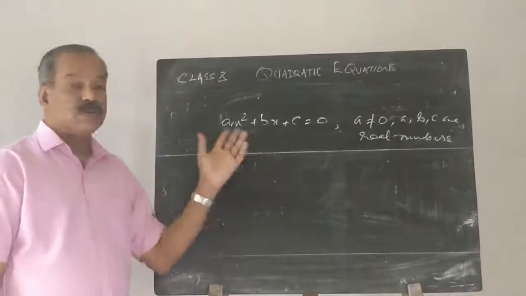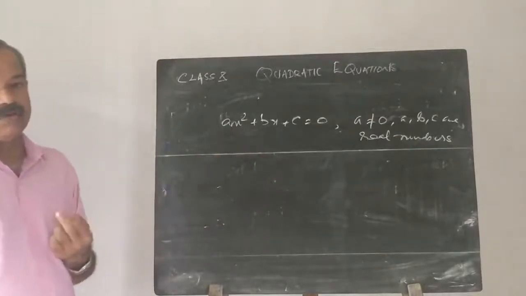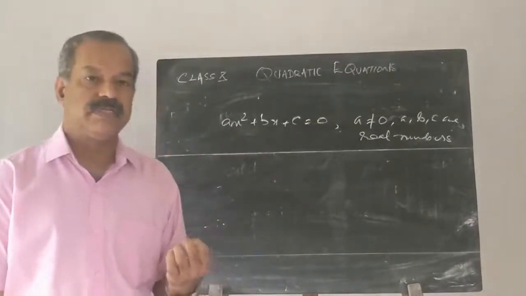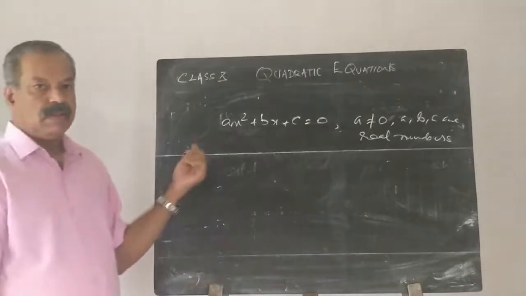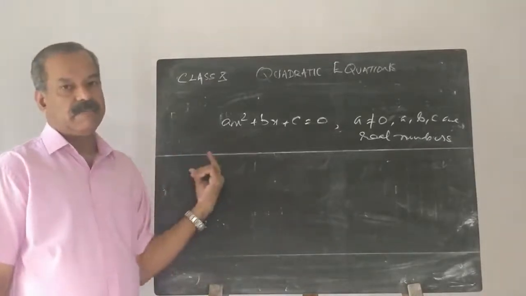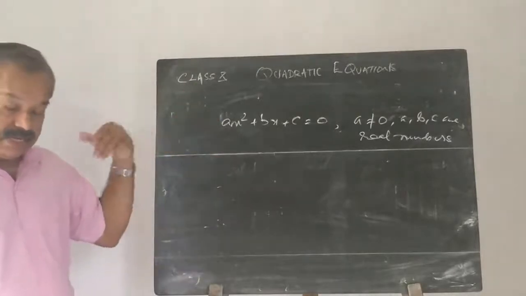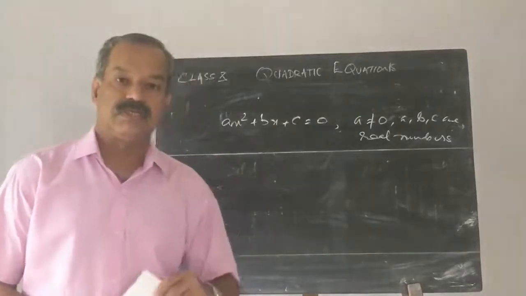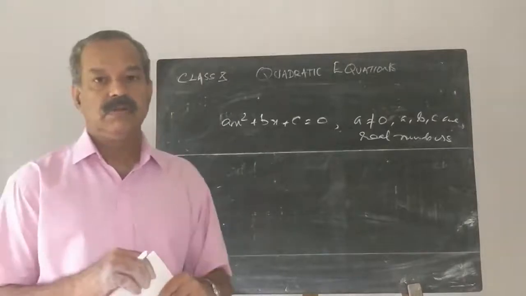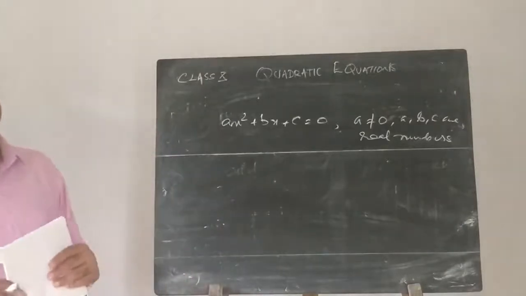For a linear polynomial, what are the zeros? How many zeros are there for a linear polynomial? We have seen in the second lesson: 1, minus b by a. So how many solutions are there for a linear equation? One solution, or a unique solution.